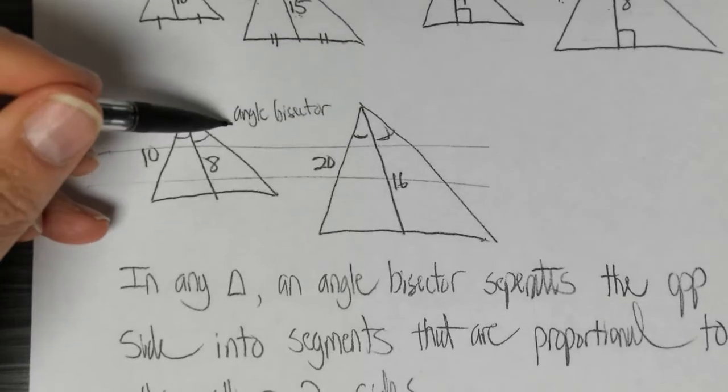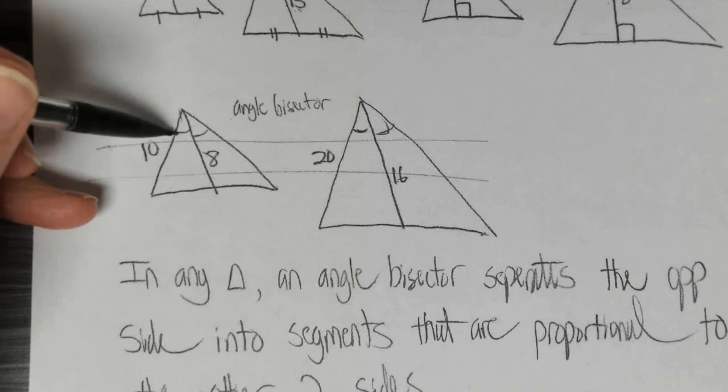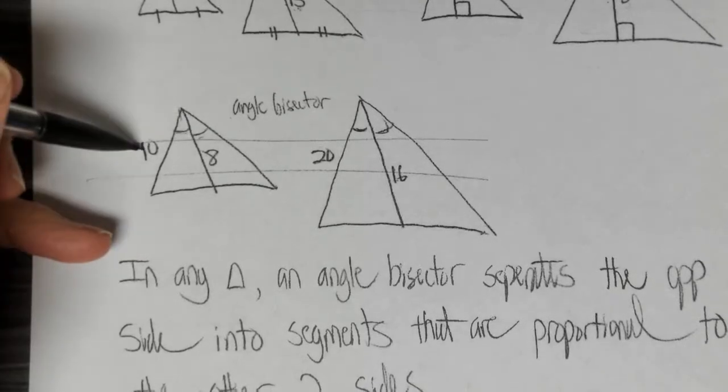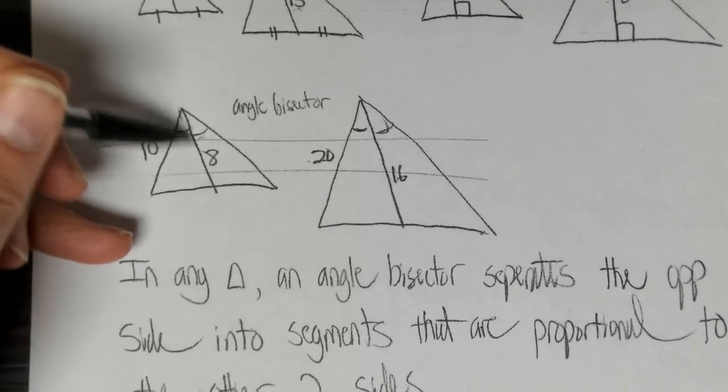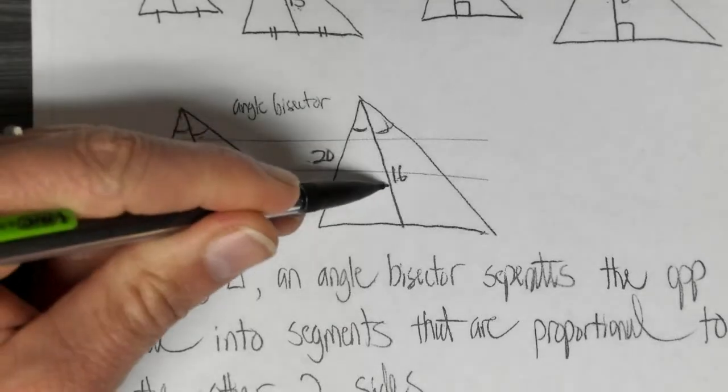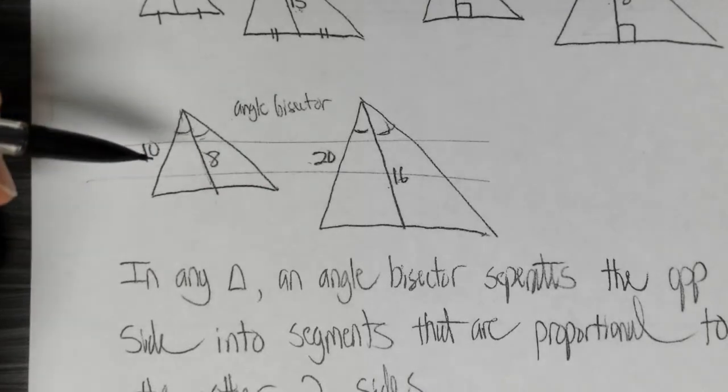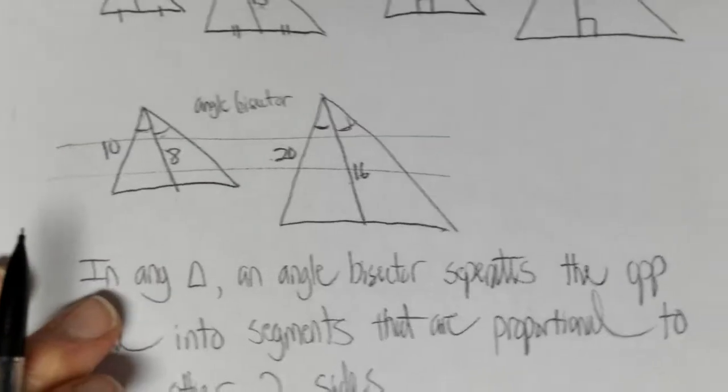Even an angle bisector, which remember cuts the angle in half. If this side is 10, the matching side is 20, that's twice as big. If this angle bisector is 8, then the matching angle bisector also has to be twice as big, 16. So that's what that theorem is telling us.